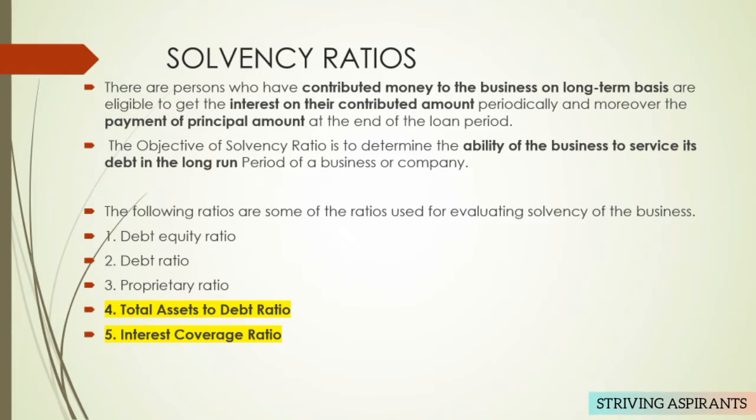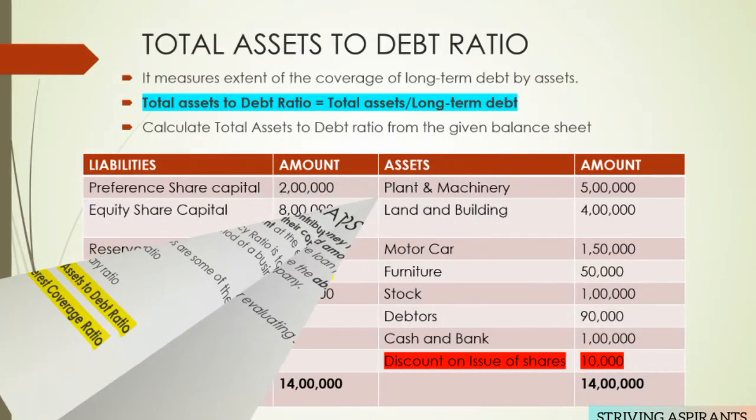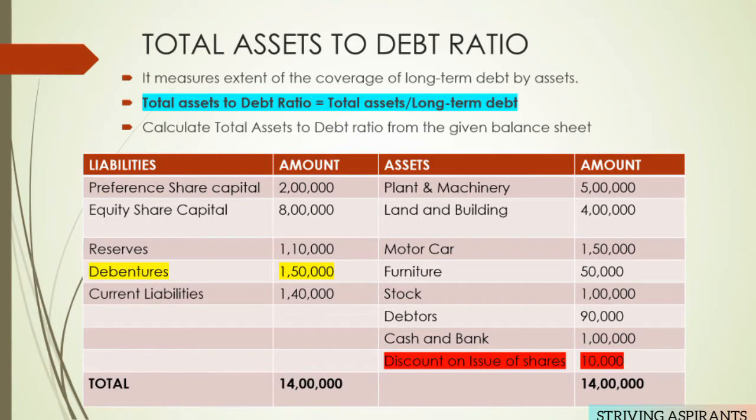In this video presentation, we will check the other ratios under solvency ratios, which include total assets to debt ratio and interest coverage ratio. Let us check what is total assets to debt ratio.